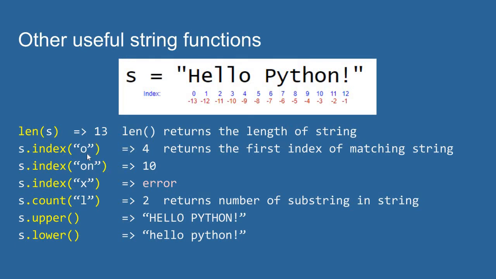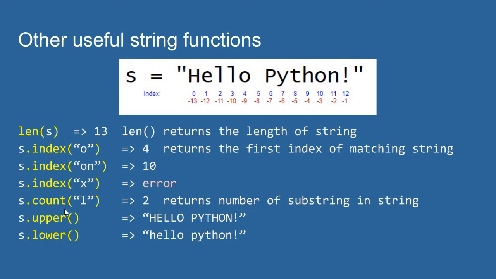Now I don't have to just search for a single character. I can search for a smaller string. So the index of on, if I go down here and I look for an on, well here I have an O, but this isn't on. But here I have an on, and that on substring starts at index 10. So this index of on from this string S will return 10. Now if I try to find the index of a string value that doesn't exist in the string, the program will crash and we will get an error.